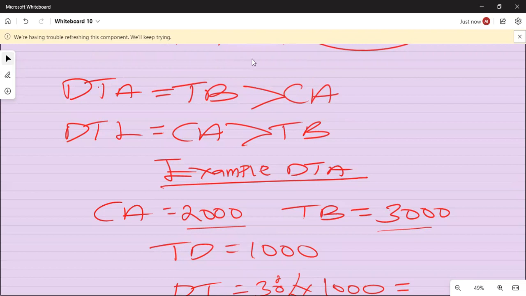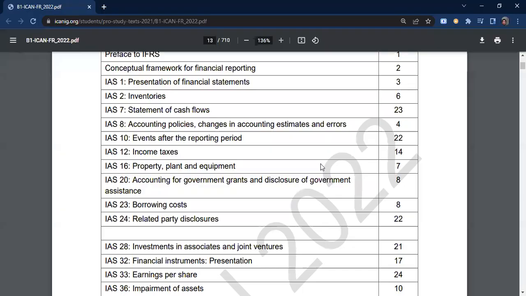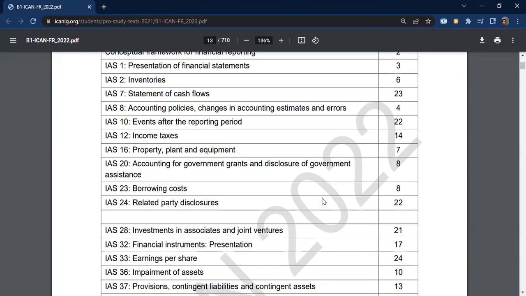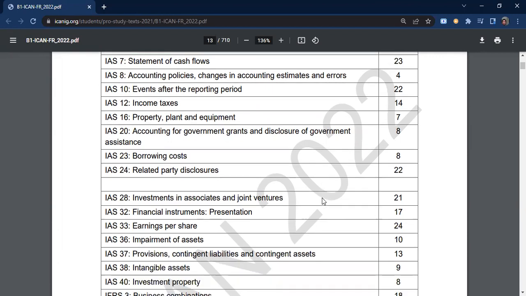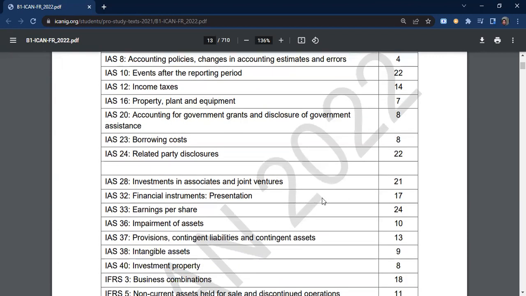And let's move on. We'll also be talking about PPE. At least everybody is aware of that before: how do we calculate depreciation, and how do we prepare the property, plant, and equipment schedule? We'll also be talking about accounting for government grants and disclosure of government assistance. Government can give you a grant. So how do we recognize a grant that a company receives from the federal government in its financial statements?